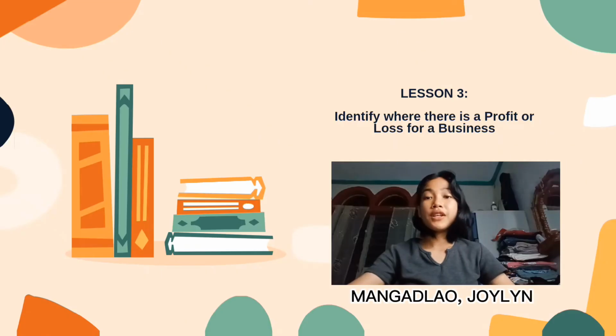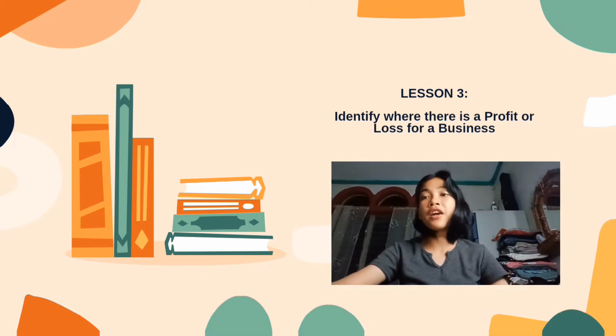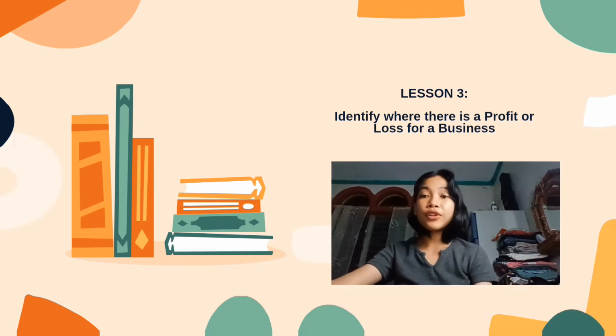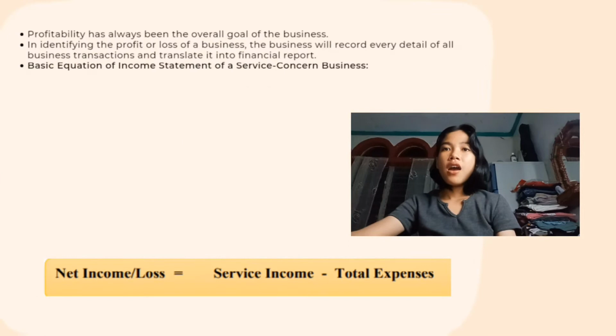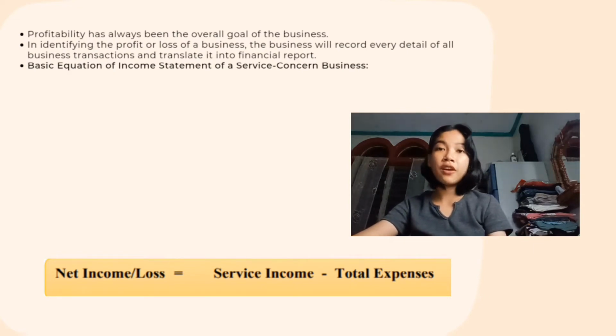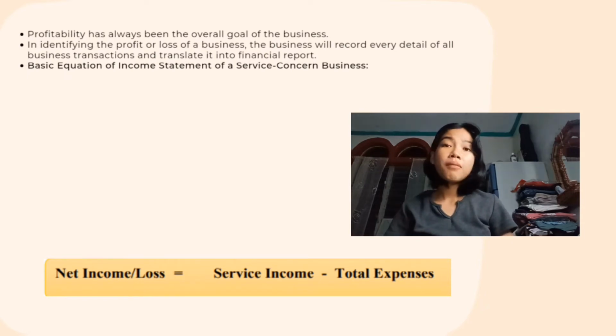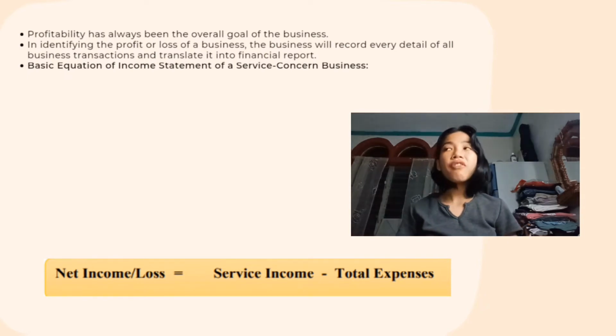Now we are down to lesson 3, which is to identify whether there is a profit or loss for a business. Profitability has always been the overall goal of the business. So, ano ba itong profitability? Profitability is the ability of a business to earn a profit. Ano na naman itong profit? So, profit, in simplest terms, is a financial gain.